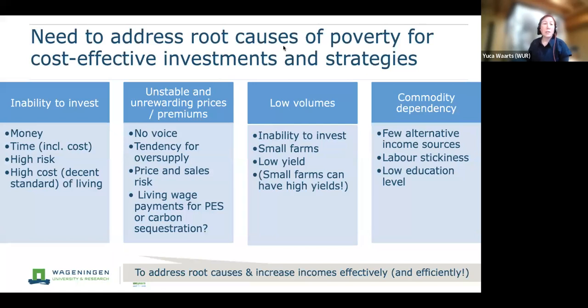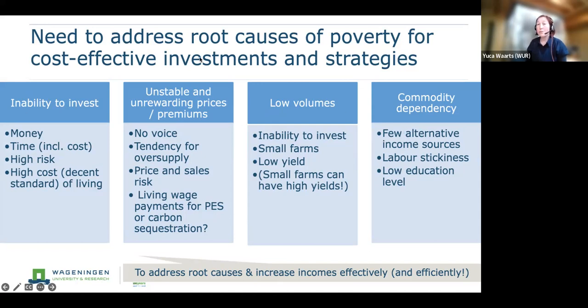That's hampering households to, for instance, take credit and choose to take a loan and have to pay a certain interest rate. But also in some places, the cost of a decent standard of living is pretty high, right? So then it's very difficult to get there. This is linked to the fact that households have very little voice in intervention design, policy design, etc. There's a tendency for oversupply, and also there's a high price and sales risk for the households. And this is all leading to unstable and unrewarding prices. And then a question mark, because I wanted to highlight some of the knowledge gaps we have: payments for ecosystem services, carbon credits, etc. Do they add significantly to household income? We don't know yet, but we're investigating that. And what are the possibilities there?